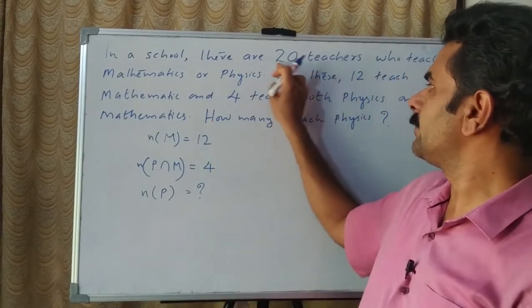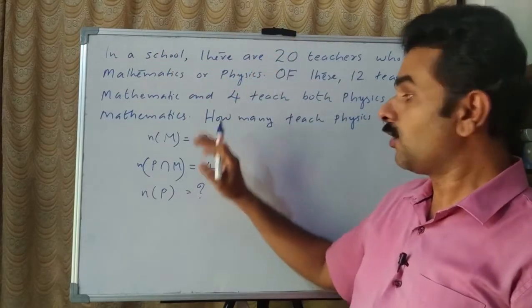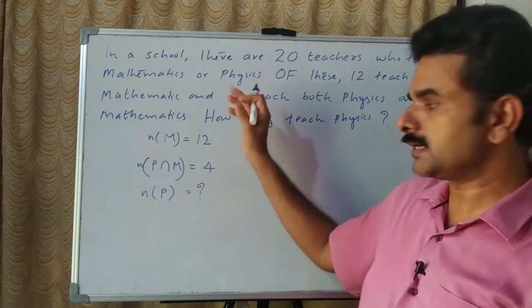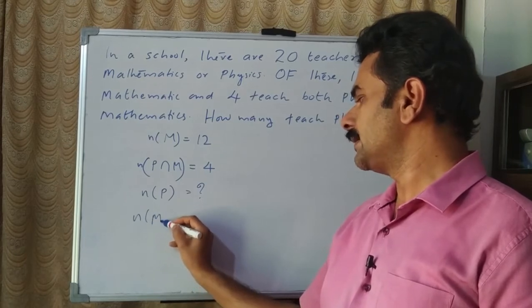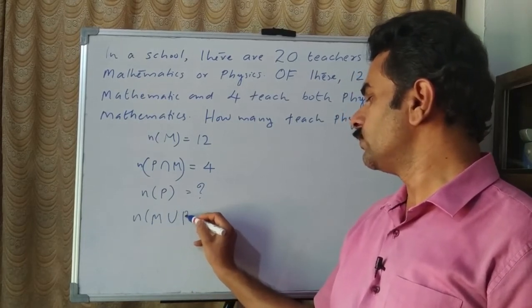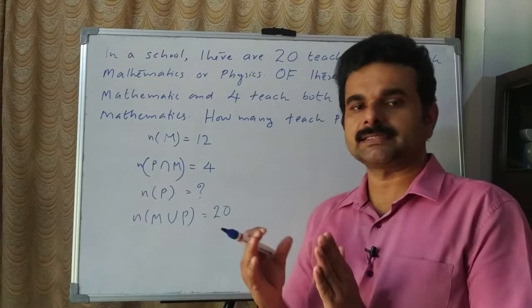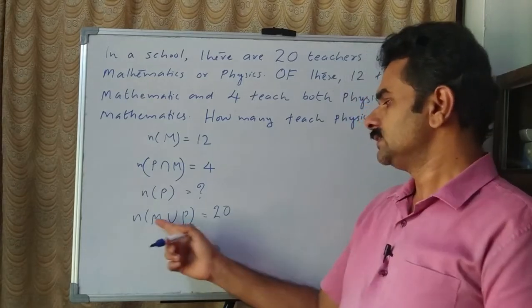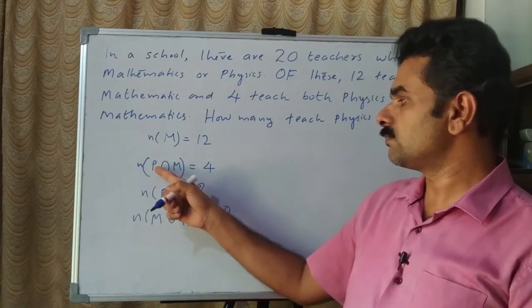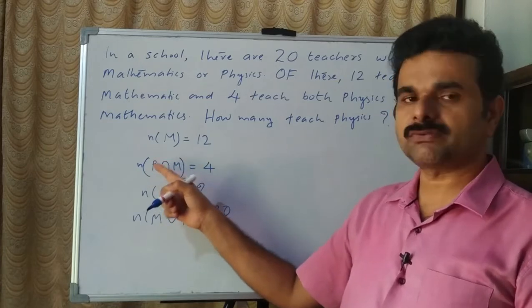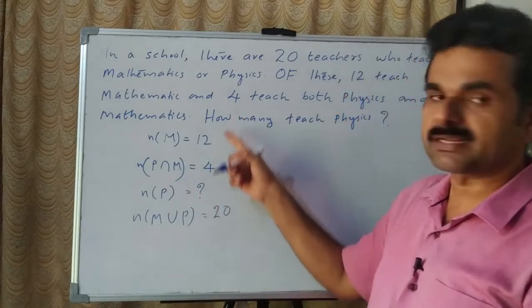Then what about this 20? This 20 means in a school there are 20 teachers, that is, all teachers who teach mathematics or physics. That is n of mathematics union physics, which is 20. Clear? It is the join of both mathematics teachers and physics teachers. The intersection is those who teach both mathematics and physics. So I think the question is very clear for you.